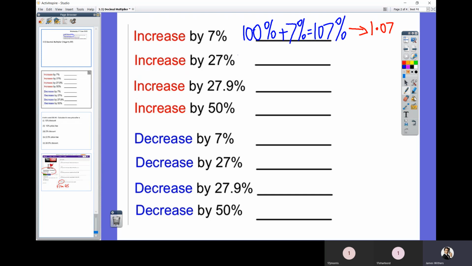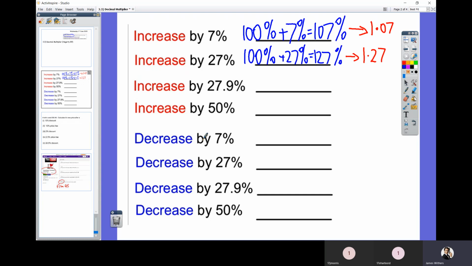Second one, if you want to increase the price by 27%, 100%, add 27% is 127%. Move the decimal point along 2 places, giving you a multiplier of 1.27. Now, I don't propose we do all of these. I think that is enough for the increasing ones. Let's just have a look at some of the decreasing ones.